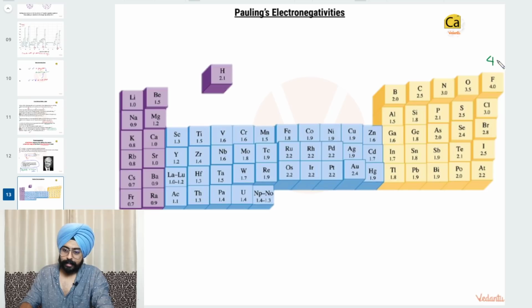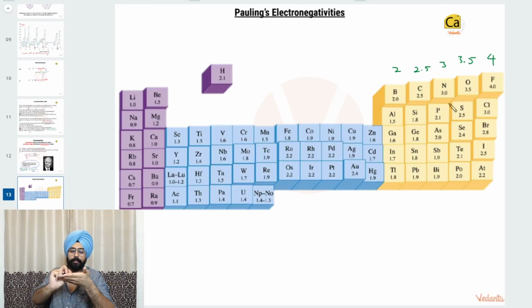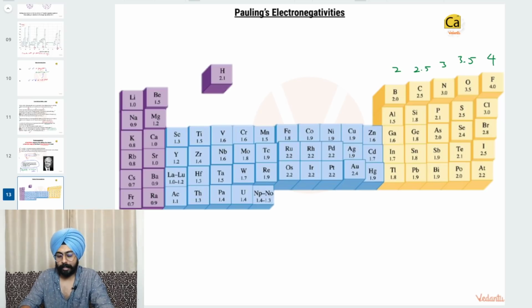Fluorine's electronegativity is given as 4.0, approximately 4. ठीक है, oxygen's is 3.5, nitrogen's is 3, carbon's is 2.5, boron's is 2. As you see, fluorine has more elevation in this chart because it has more electronegativity. So these elevations in the chart refer to the magnitude of electronegativity. Then if you come to beryllium, it is 1.5 and lithium is 1.